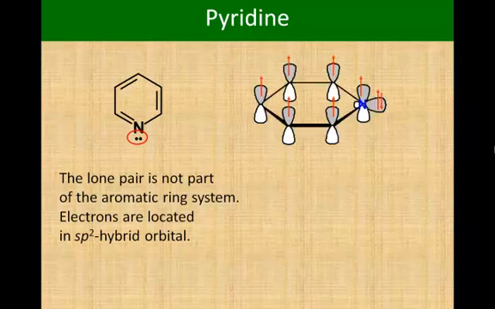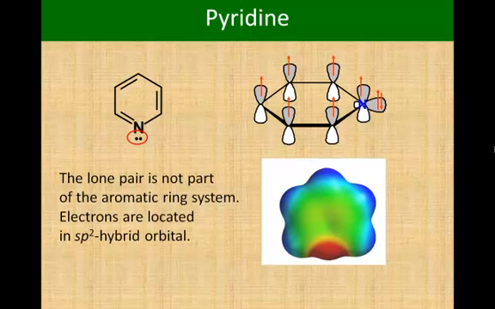If we consider the molecular orbital picture, you can see that we have our 6 electrons, all residing in unhybridized p orbitals, and this lone pair of electrons is located in an sp2 orbital and is not part of the aromatic pi system. If we look at the electron density map, we can see that the electron density from that lone pair of electrons is highly localized. It is not delocalized into the ring.